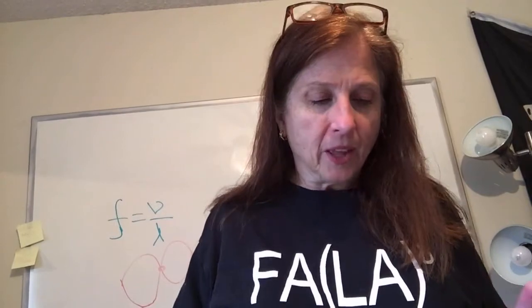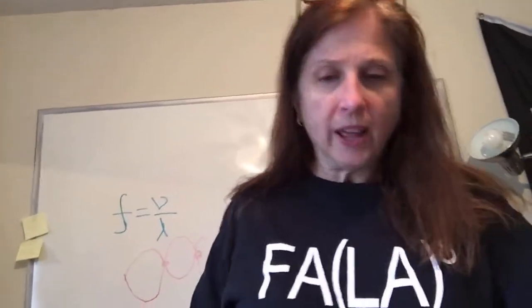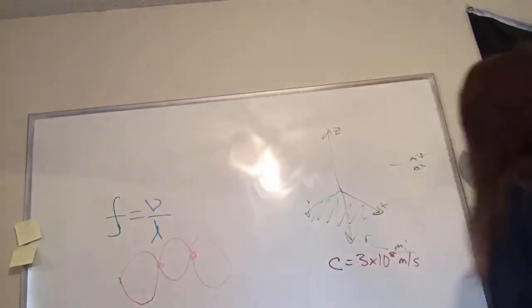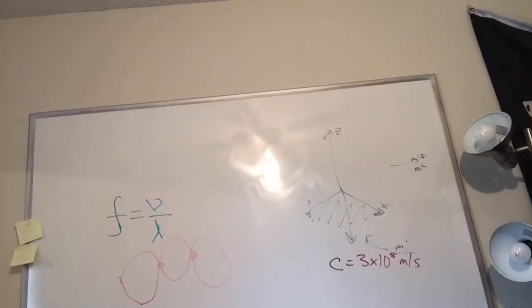I'm going to have to move the cat because the cat is running into the camera. You can see the cat. Everybody say hey to the cat. There's Ruby, the cat. Okay, she's got to go. Off she goes. Thank you, Eli.